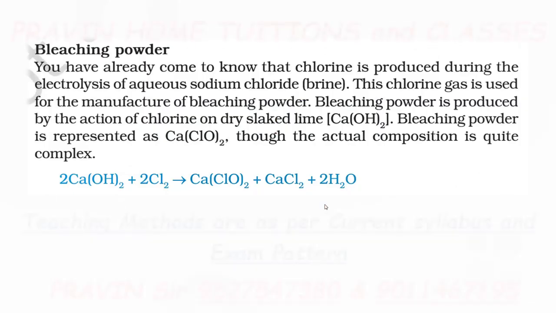Now, bleaching powder. When calcium hydroxide and chlorine gas react with each other, it forms CaOCl2, that is bleaching powder. This is the name of this compound, CaOCl2, bleaching powder, and other products formed are CaCl2, calcium chloride, plus water. This way bleaching powder is formed.